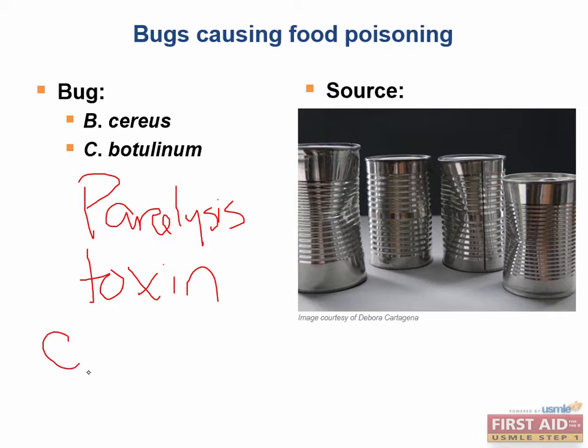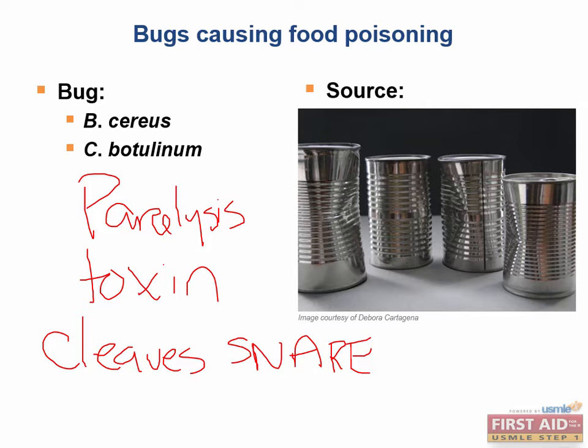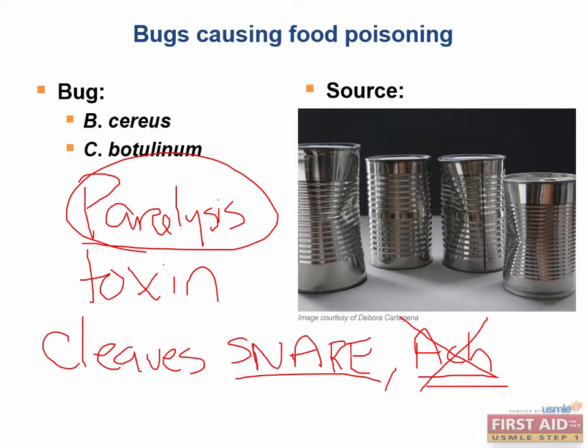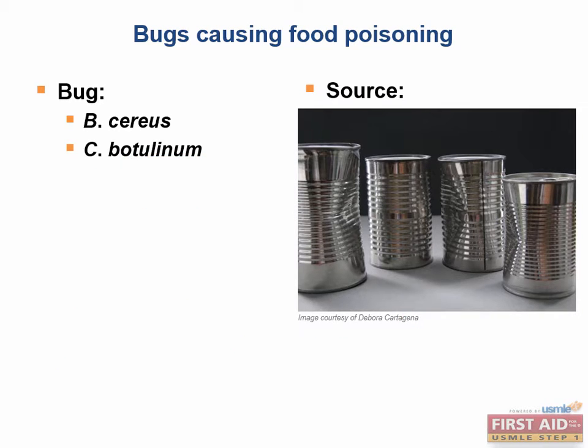This neurotoxin is a protease that cleaves a particular protein called SNARE. The SNARE protein is involved in the release of acetylcholine at the neuromuscular junction. So by cleaving SNARE, you do not have release of acetylcholine at the neuromuscular junction, and therefore we get paralysis. If you ever see dents in cans, or if you see bulges in cans, you should be thinking about botulinum. And do you know why these bulges and dents exist?